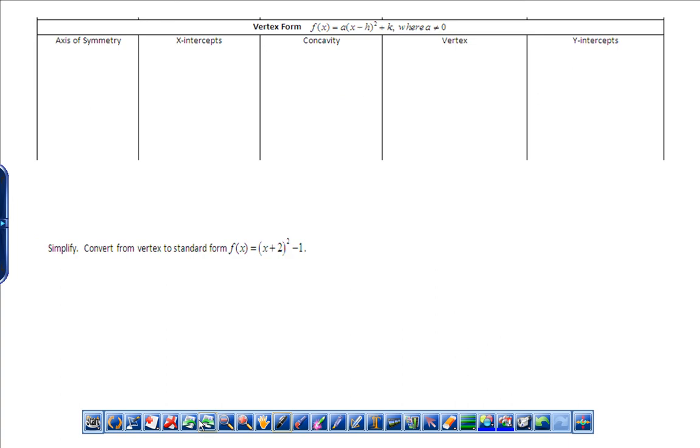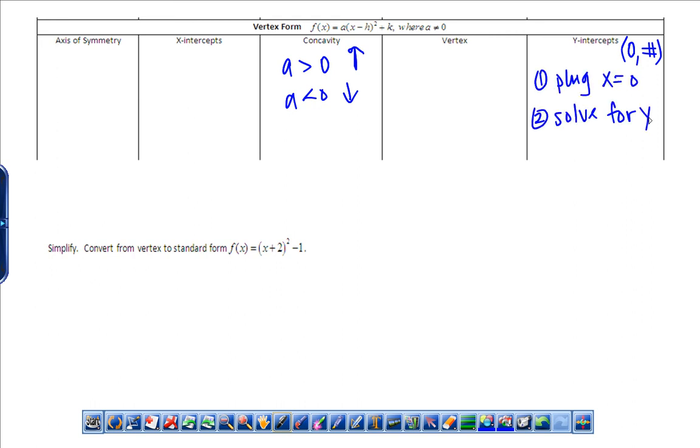On this last one, here's our new one. I want to go through how you find stuff first, and then I'll tell you how to go from standard to vertex form. So if a is greater than 0, it opens up. If a is less than 0, it's down. The y-intercept has to be 0 comma a number. Therefore, in your equation, you need to plug in all x's as 0 and solve for y.